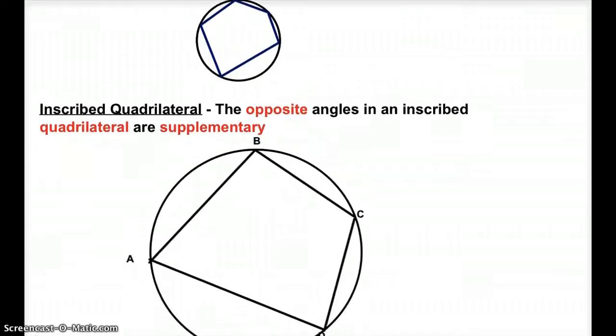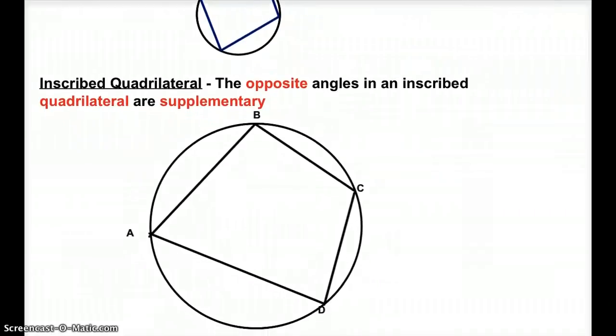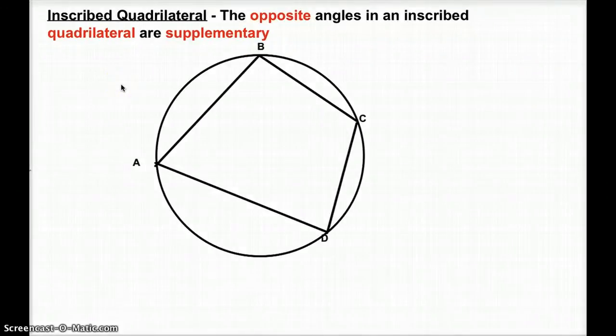Now we're going to investigate what happens when we inscribe a quadrilateral inside of a circle. The theorem states that the opposite angles in an inscribed quadrilateral are supplementary. Let's do a quick proof and see why this is true. To begin with, we need to draw the diagonals of this quadrilateral. So let's go ahead and draw diagonal BD, as well as diagonal AC.